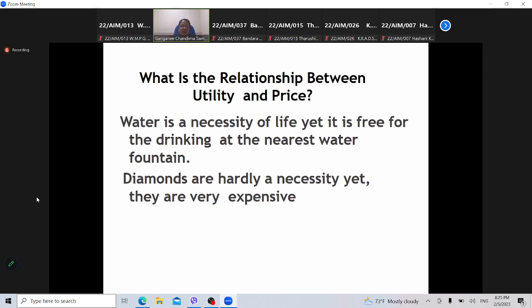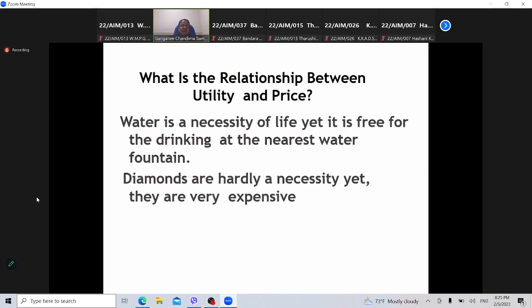It's not nearby. It worked as a necessity, but it's very expensive. Okay? So you can see the utility and price. So first one, your utility is very high, water, because it's one of your basic needs.